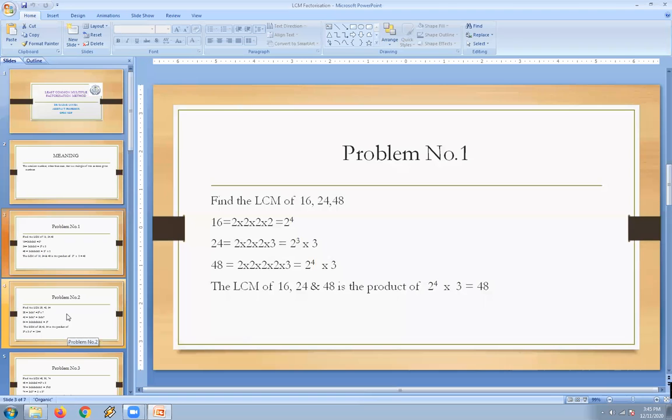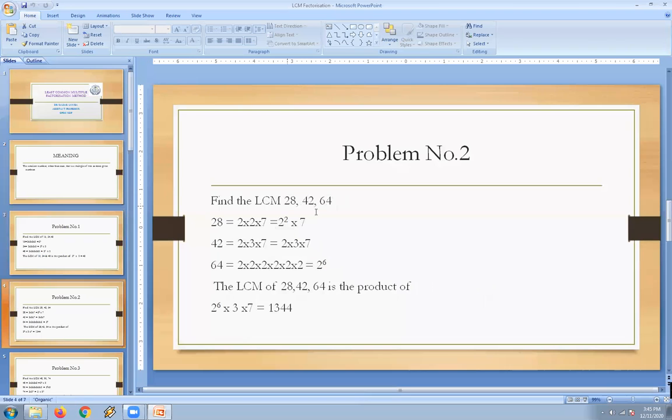And see the next question here. Find the LCM of 28, 42 and 64. This 28, how can we divide this 28? First, if you divide, 2 ones are 2, 2 twos are 4, 2 fours are 8. Then 14 will be the second step. Then again 2 sevens are 14. Then 7, if it is a prime number, 7 ones are 7. So it is nothing but 2 into 2 into 7, easily we can say 2 multiplied 2 times, 2 square into 7.